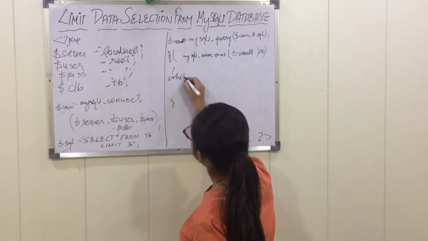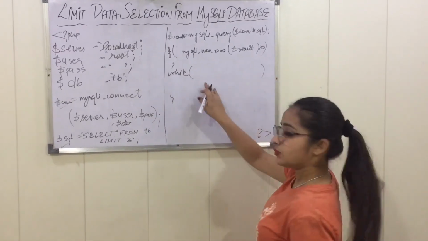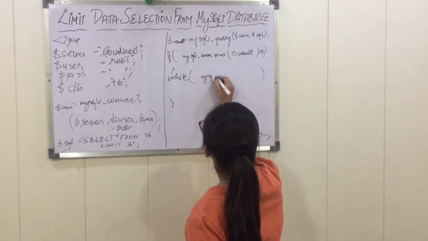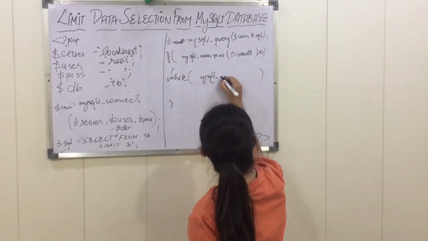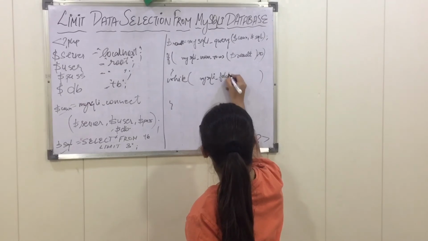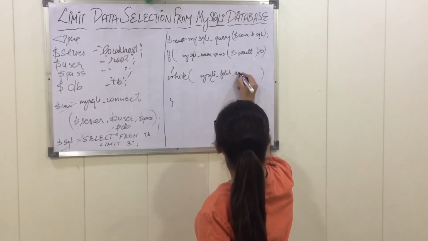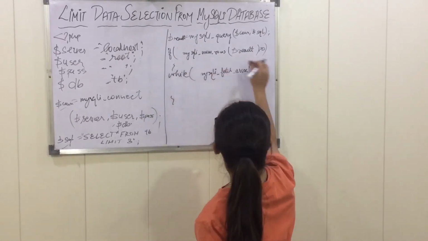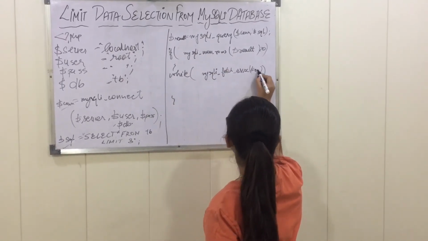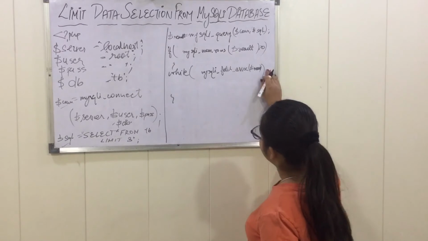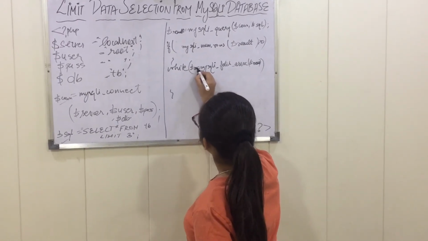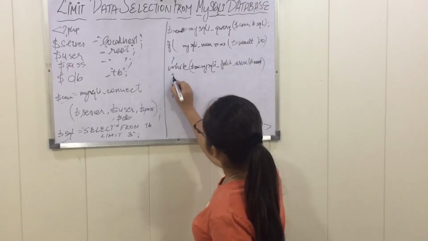In between this, a while loop will be there. In between this we will write mysqli_fetch_assoc. After that we will pass the variable, that is $result. After that we'll put this into a variable. Suppose my variable name is $row. After that, curly braces start and end.